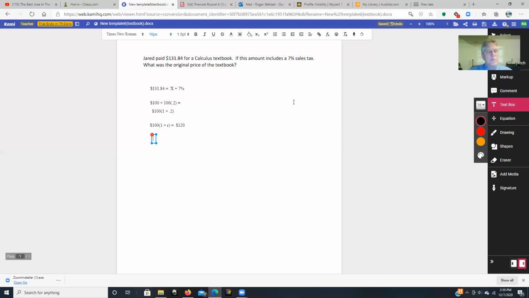And now we're going to just put in the numbers from this problem. Let's go ahead and rewrite this. So 100 is the original, and 1.2 is the new. So let's put in the actual numbers here. We don't know the original. We're multiplying it by 1 plus the sales tax as a decimal, which is 0.07, and that's going to give us the 131.84.